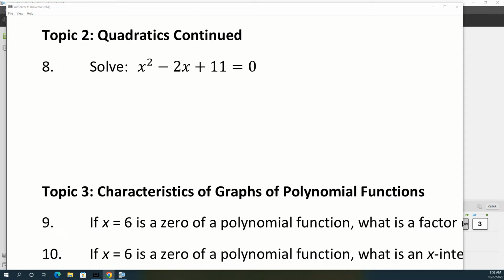Would this one be a good one to complete the square? Yes. So because this is a 1 and this is even, that's what I would choose. And so you would just move the 11 over. And then we're going to complete the square by taking half of 2, which is 1, and squaring it, which is 1.